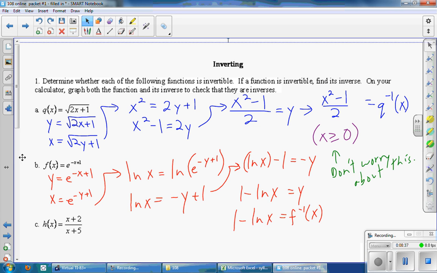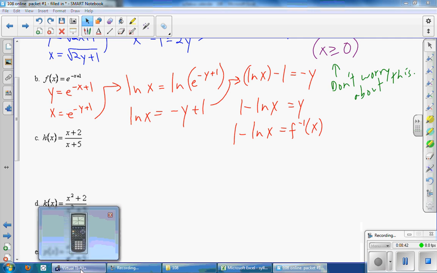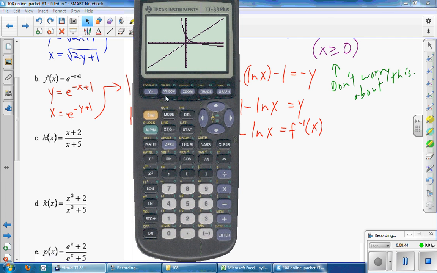Okay, moving on to part C. h of x equals x plus 2 over x plus 5. This one is quite similar to the example we worked in class. So first, let's take a look at this function. It's complicated, so we'll use technology to help us know what the graph of it looks like.